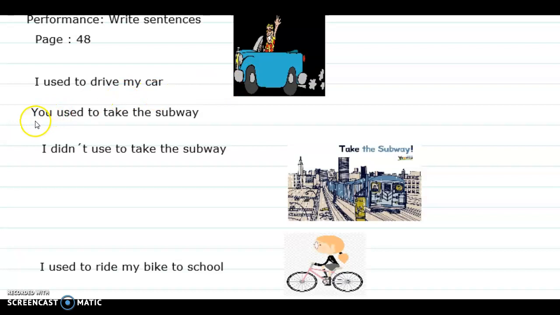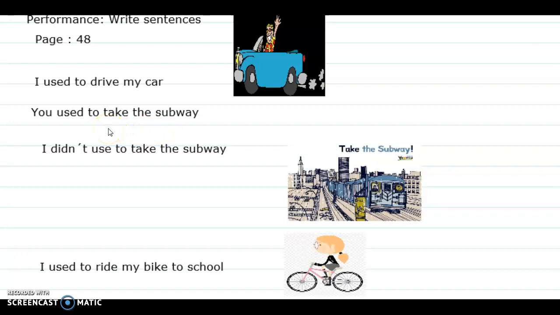And the other is, you used to take the subway. Look, this is the subway. And this is a transport. And you say, you used to take the subway. ¿Ok? Algo que solía hacer, que no lo está haciendo en el presente, pero sí solía coger el subway.